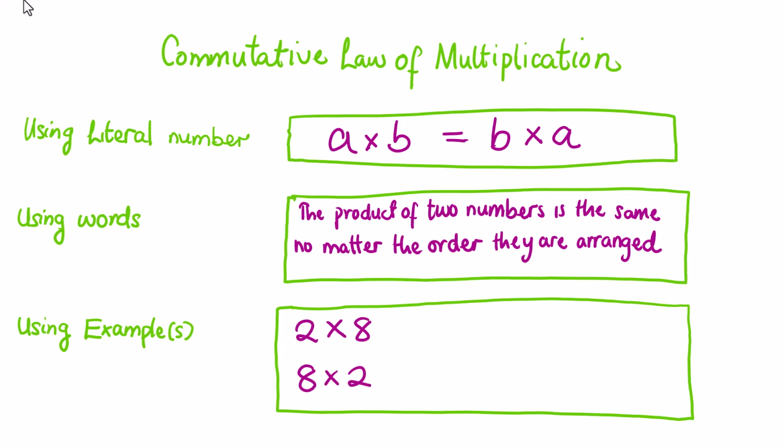The first expression relates A times B, which is over here, while the other expression is represented as B times A, which is what we have over here. Therefore, 2 times 8 gives us 16, which is the same as 8 times 2, which gives us 16. And so this is how the commutative law of multiplication works when two numbers are multiplied together despite the order they are arranged.